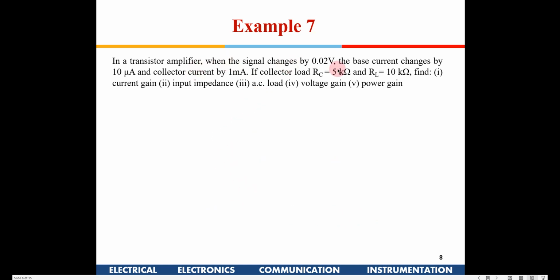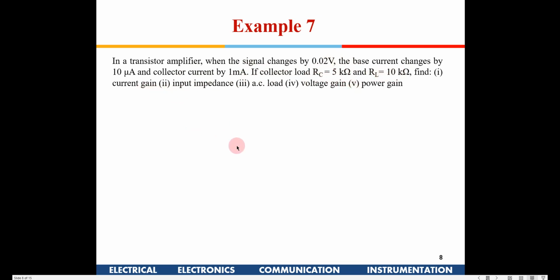In this transistor, when the signal changes by 0.02, the base current changes by 10 microampere. So this is delta V in, delta IB, and delta IC. Now, if you see here, this is all a small signal variation that is specified here. And load RC and RL is given.